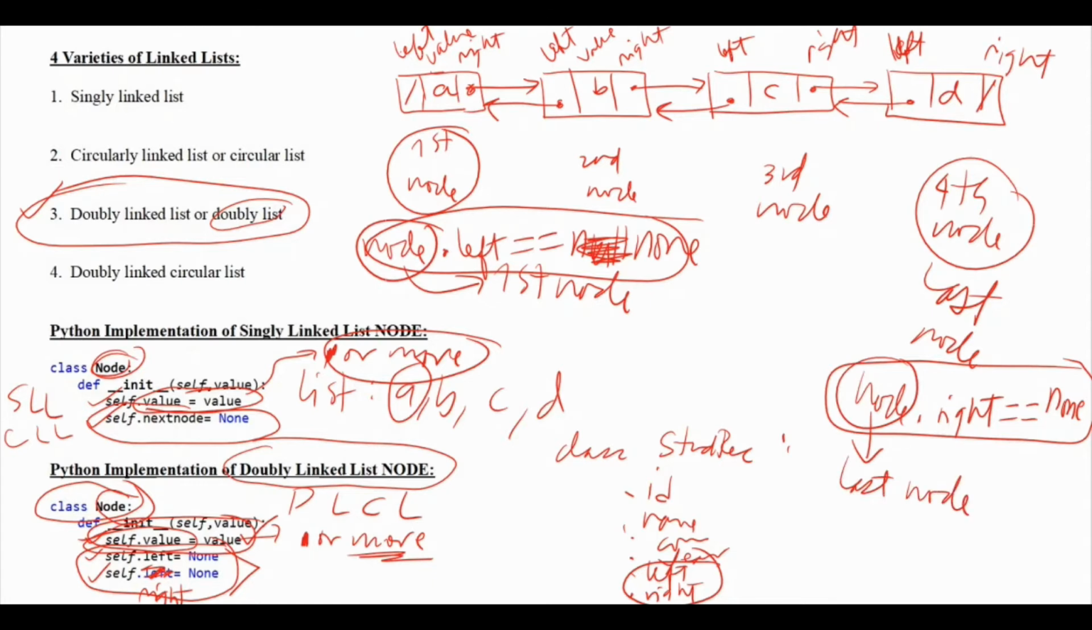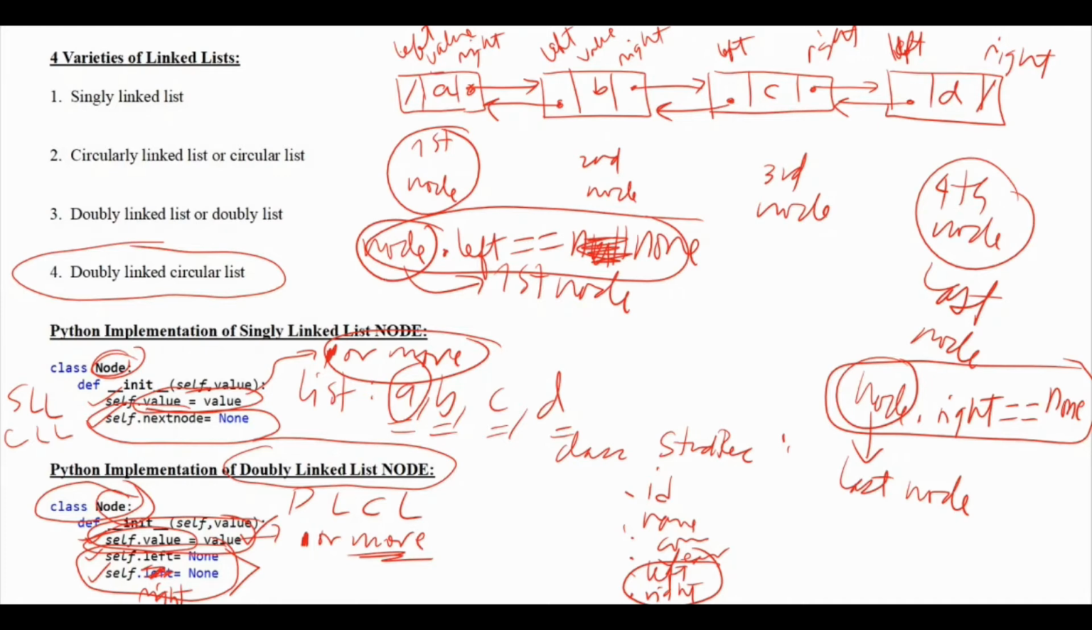What if this is a doubly linked circular list? If the list with elements A, B, C, D is a doubly linked list, then it's the same as this except for the left pointer of the first node. By the way, a doubly linked list may also have a head node. If it has a head node, then this is the head node. The value is no element, and the right pointer points to the first node. The left pointer of the first node points to the head node, and the left pointer of the head node is null. So this is now a doubly linked list with head node.